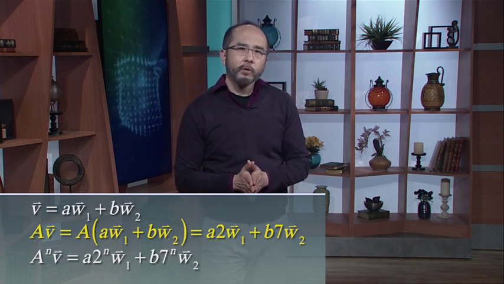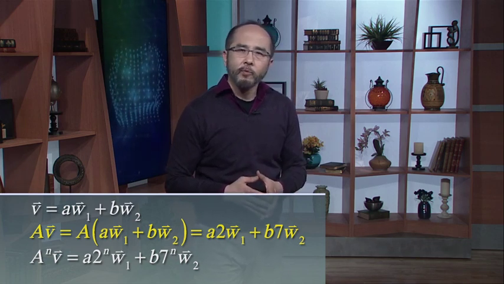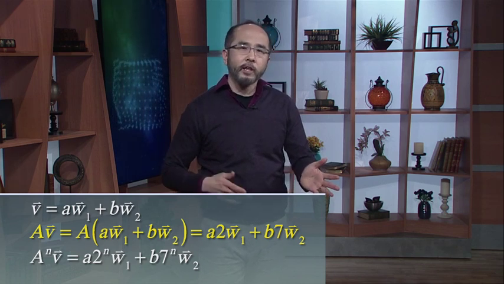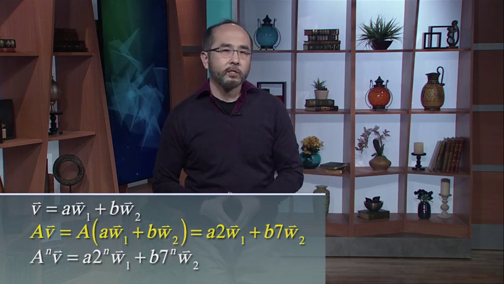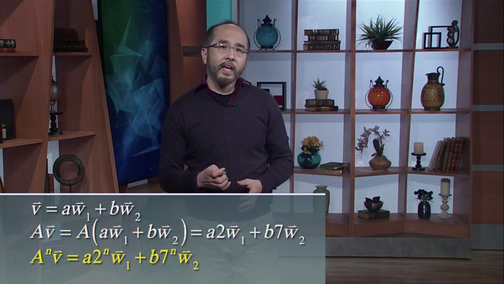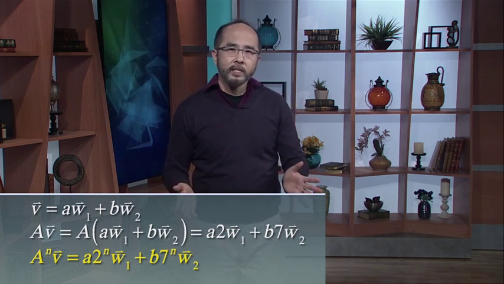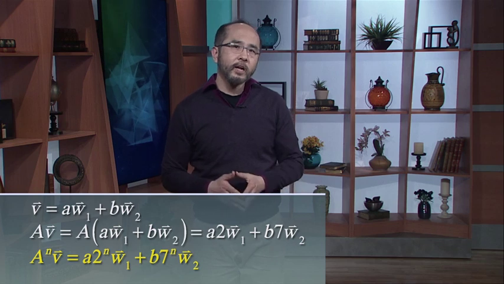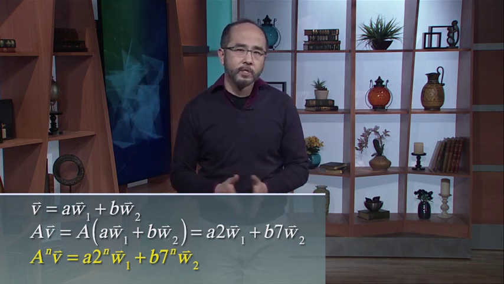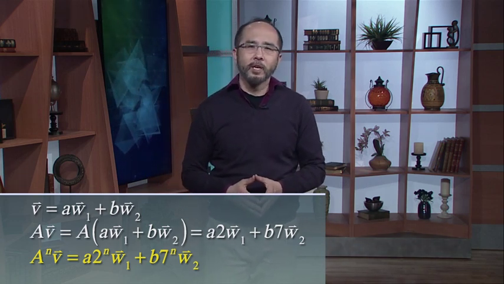Notice that if I were to multiply this result by A again several more times, the eigenvector property would pop out another factor of 2 and another factor of 7 for each multiplication by A. So then, the nth power of A times vector v equals little a times 2 to the n times w1 plus little b times 7 to the n times w2. This is much easier to compute than multiplying matrices.